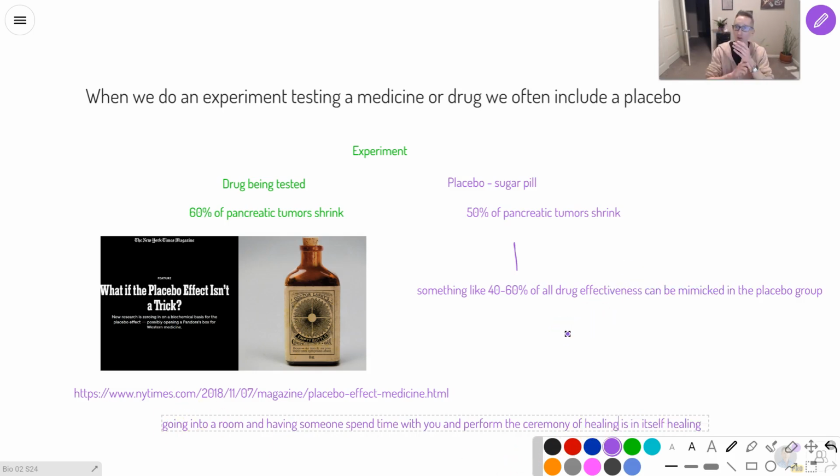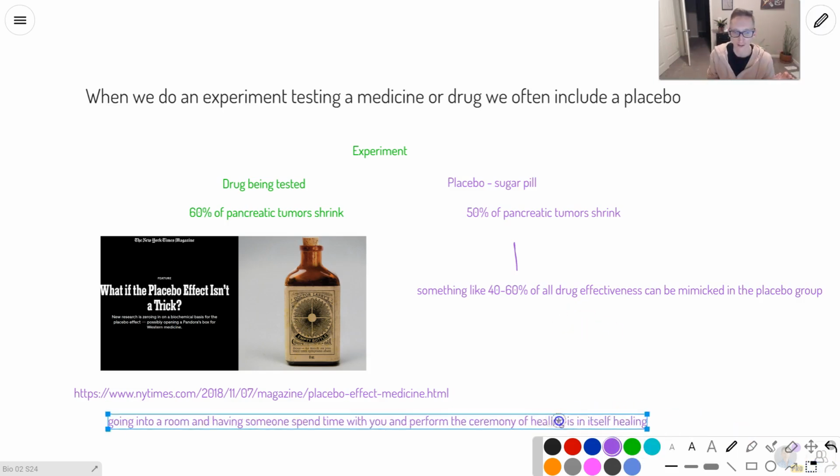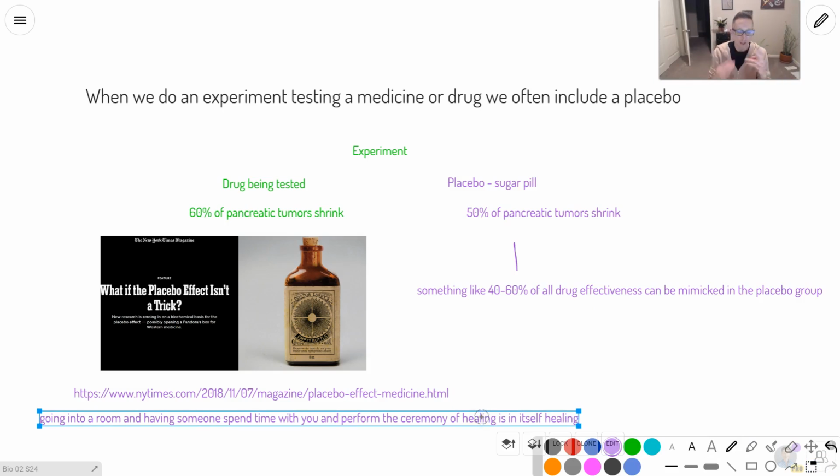So it's not just the belief, but it's also this act of going to the doctor that is healing to you, and having them give you attention and give you the pill. Like they did studies where they would just give the medicine without any doctor. And the placebo effect and the drug effect were less in some cases, like crazy stuff.